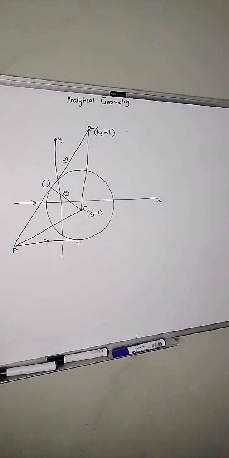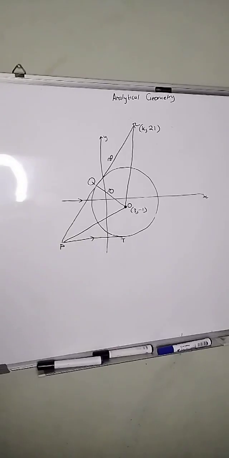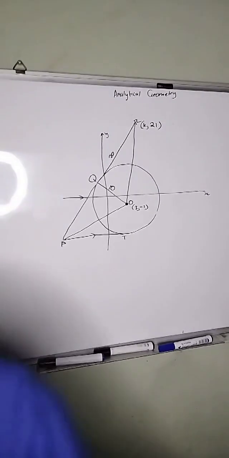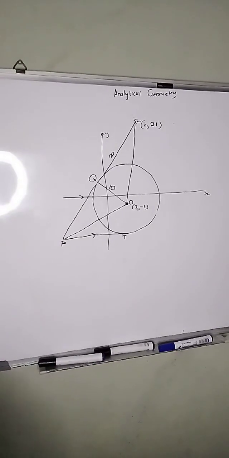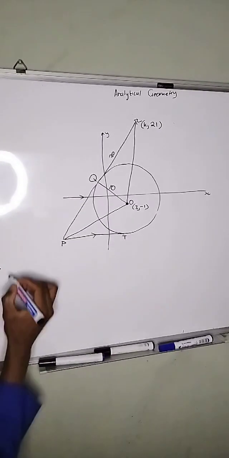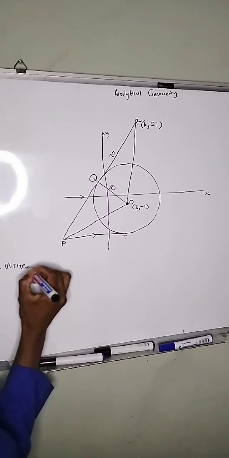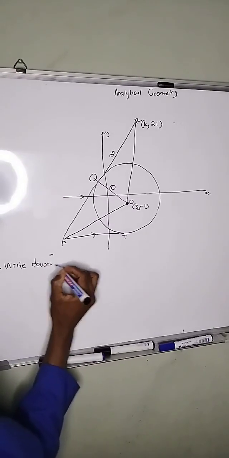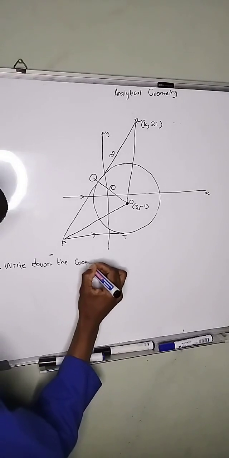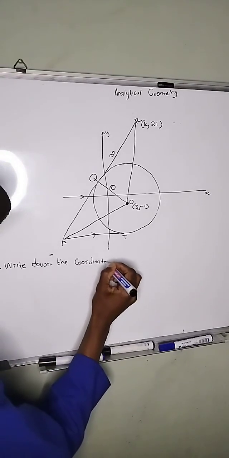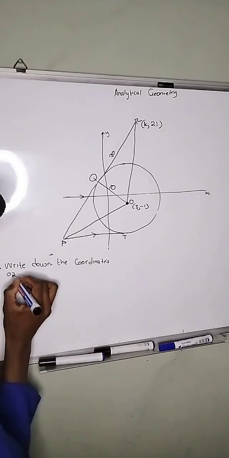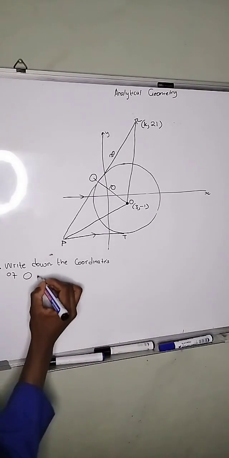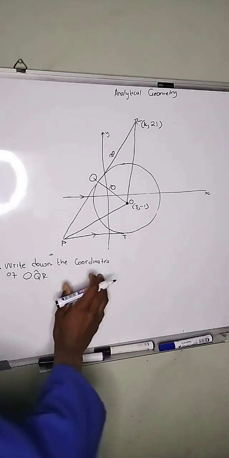So they're saying, now we are entering the questions. Yeah, grade 12. They're saying write down the coordinates of O angle QR. Yeah? Is it O angle QR?